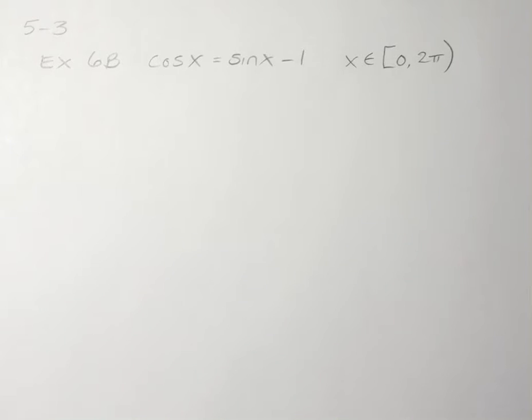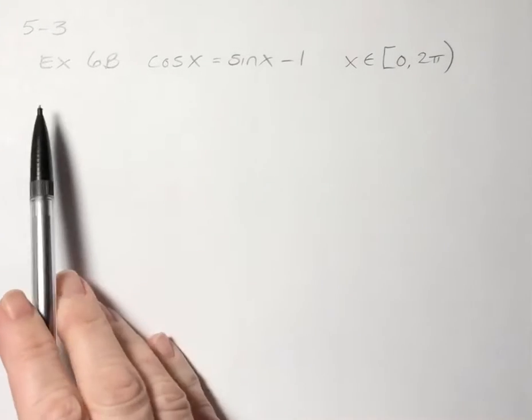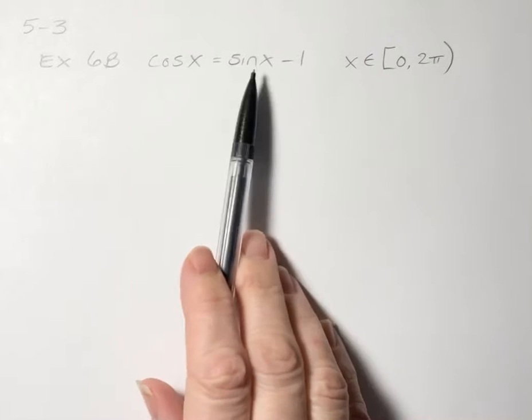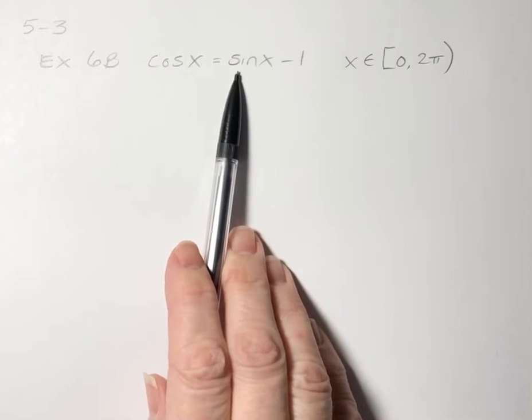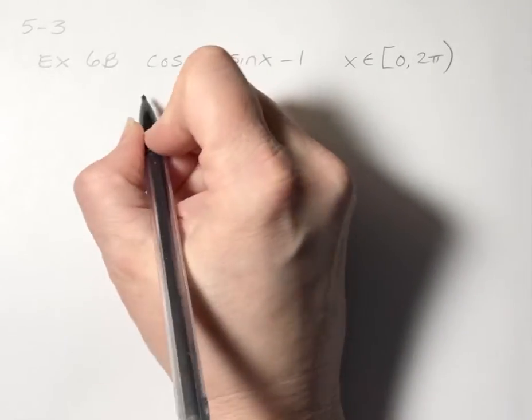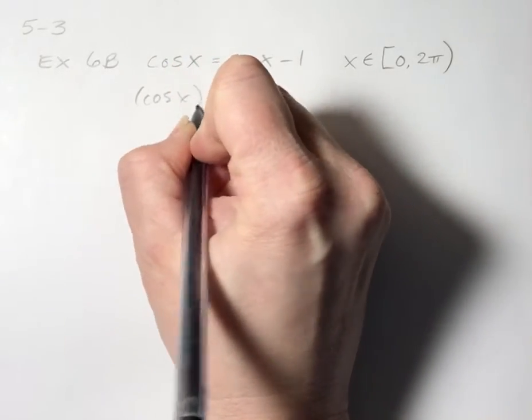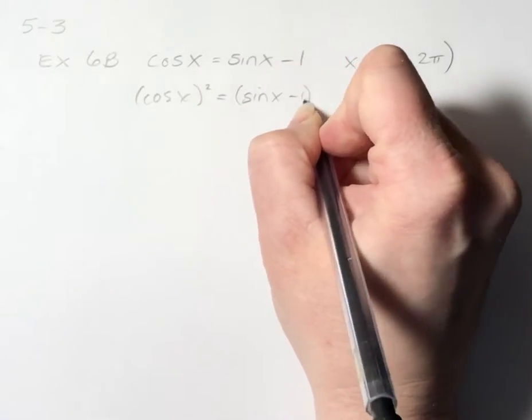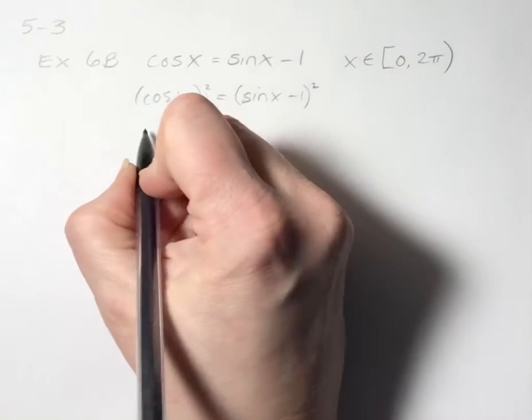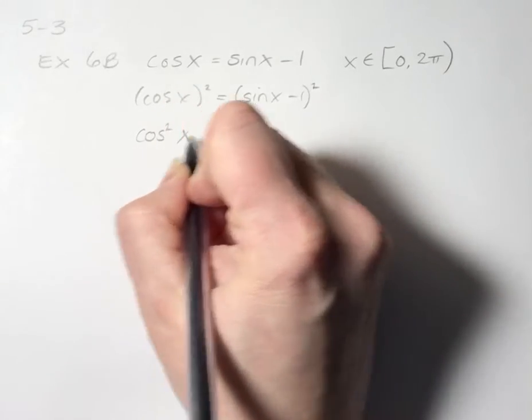All right, last one. Section 5.3, example 6b. Again, I have a situation where I have a cosine and a sine. I can't replace either one, so I am going to square both sides. This side is just going to be plain old cosine squared.